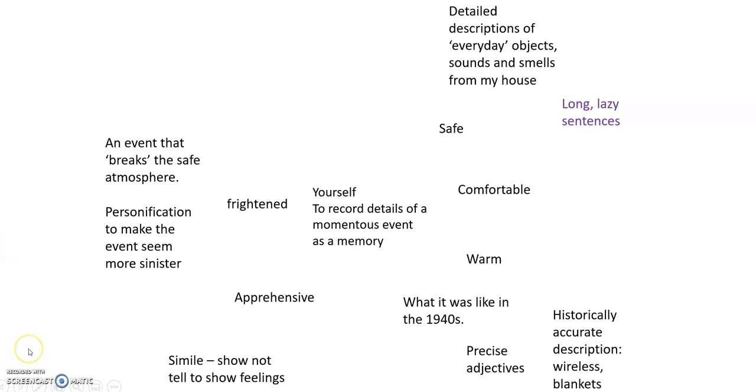I'm then going to think about what I'm doing for my sentence structure. So when I'm doing my description, I'm going to use long, lazy sentences. I might have a list in there where I'm describing and listing the things around me. I'm going to use adverbial phrases to show time and place, so you remember exactly where you were and what was happening.